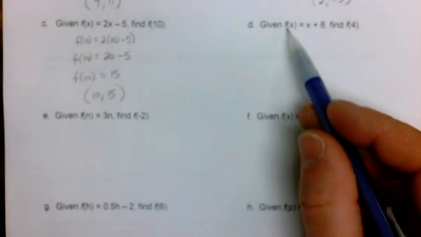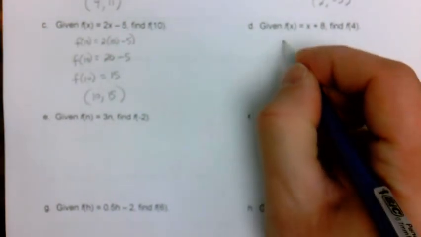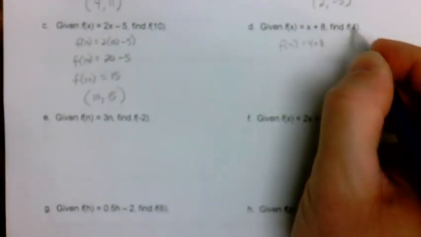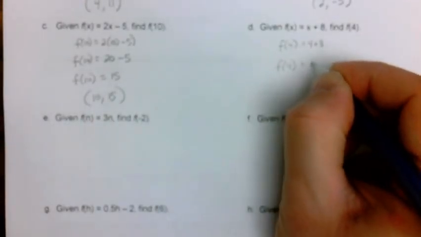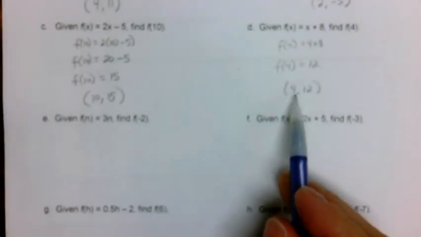In our next function, the rule says f of x equals x plus 8. Find f of 4. Well, f of 4 becomes 4 plus 8. Just substitute in the input for x. And that means f of 4 is equal to 12. So the solution this time is the point 4 comma 12. The input was 4, and it led to an output of 12.